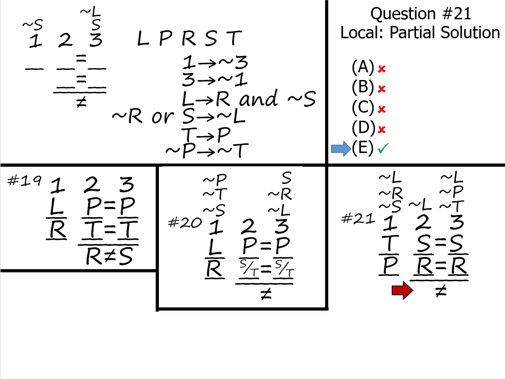It could be that we have the S and the R and then both a P and a T. So E is our answer, and we move to the next question.